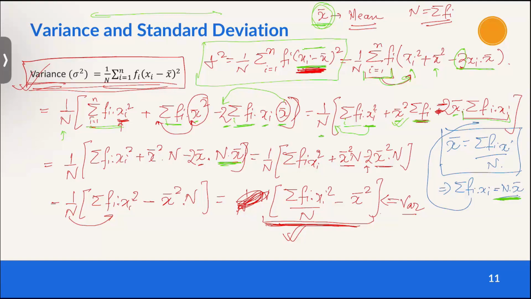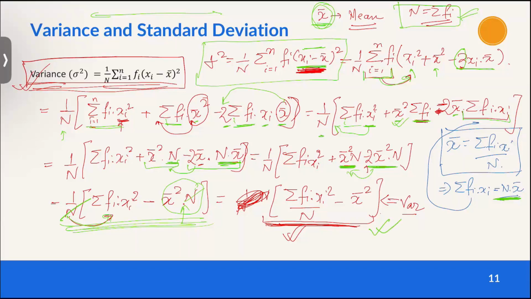And summation of fi is actually n. N is equal to summation of fi. Now you see this term is twice this term, right? X bar squared n minus 2 times x bar squared n. So we'll just subtract this and we will get this term: 1 by n summation of fi times xi squared minus x bar squared n. Okay. And we take this n inside. So when we take this n inside, this n and this n will get cancelled out and we'll get this.